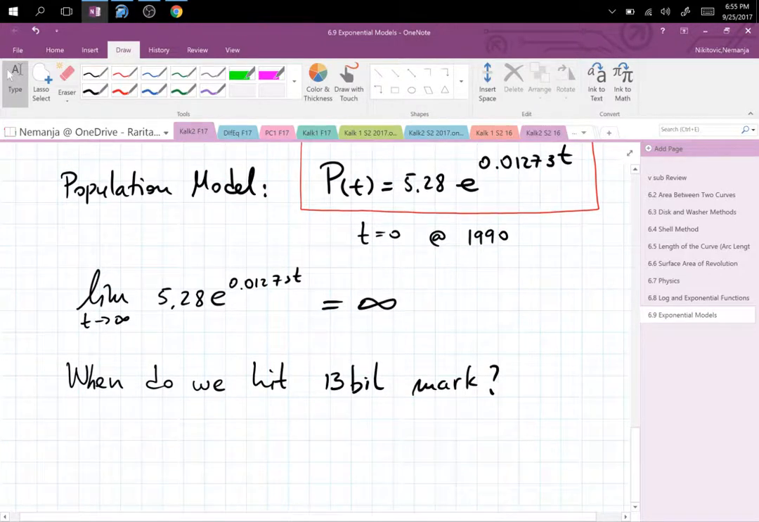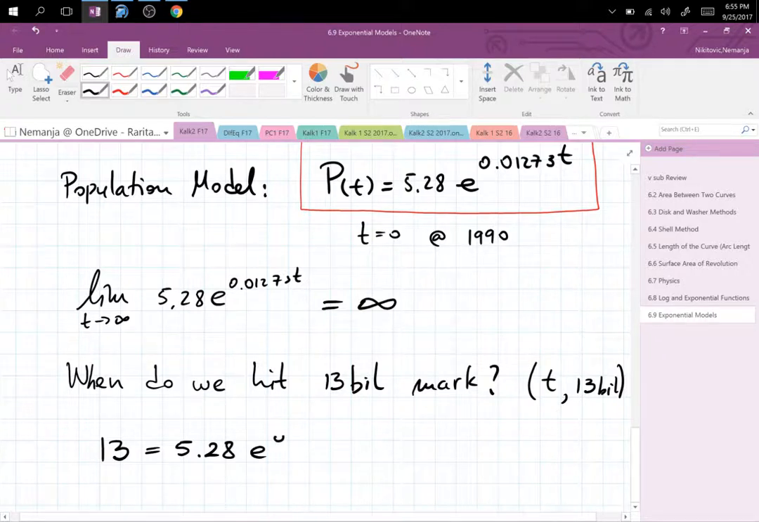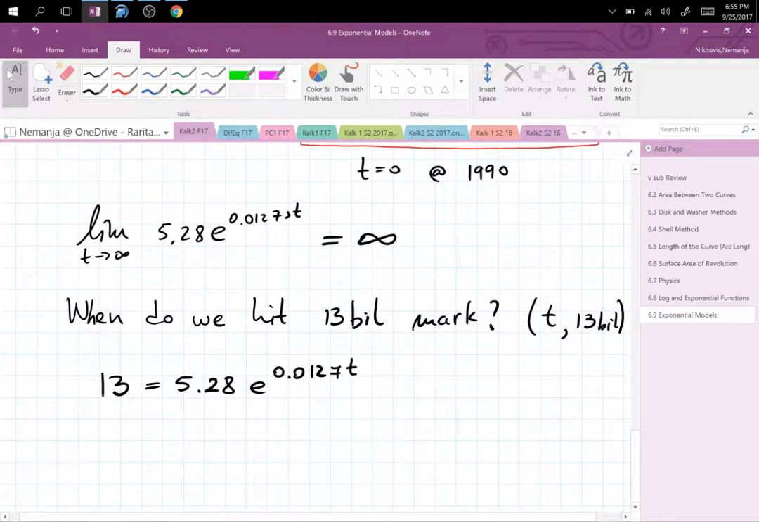How about that? Well, clearly the question is, for what time we are going to have 13 billion? Well, we have our population model. Your target population is 13, and the rest of the model is as is. And you will be able to compute t. Again, divide 5.28 into 13. So 13 divided by 5.28 is 2.4621.